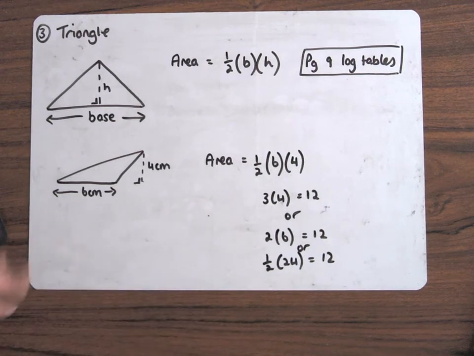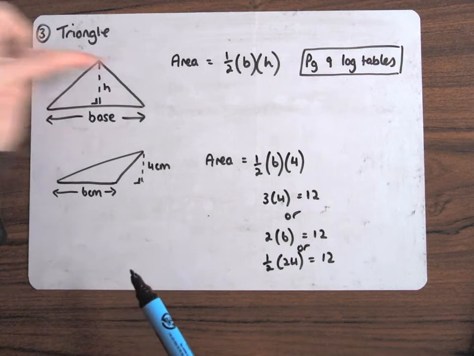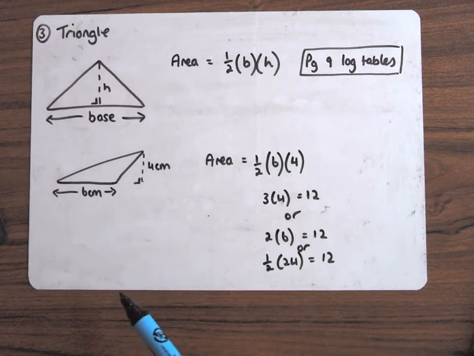For the perimeter of a triangle, you'd need to know all the sides on the outside. There is no formula. You just add up all the sides. Is that okay?